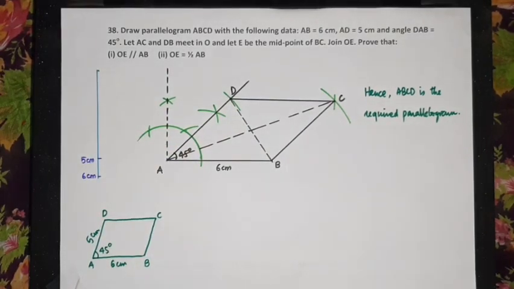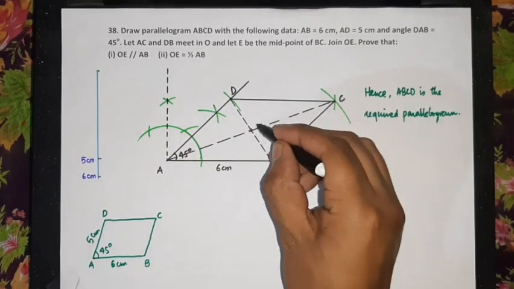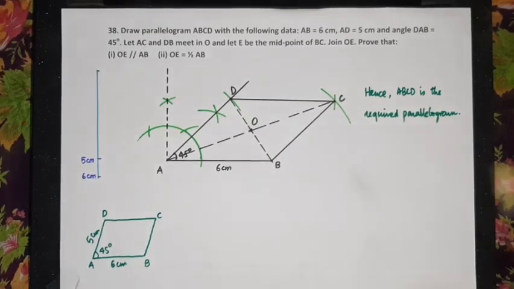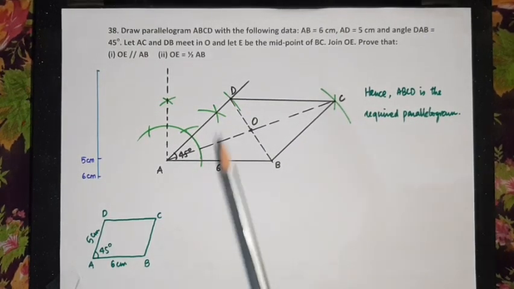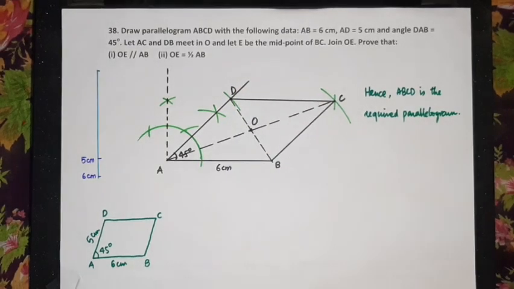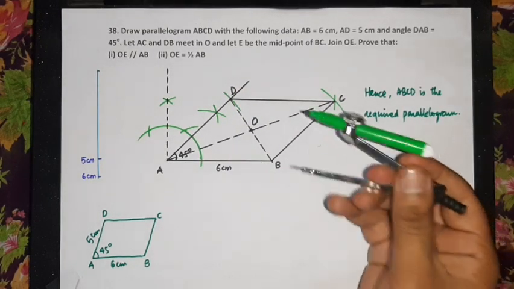Okay, so our diagonals are ready. So the point of intersection of diagonals is O. Okay, now next is, the question says E is the midpoint of BC. So let us construct the midpoint.